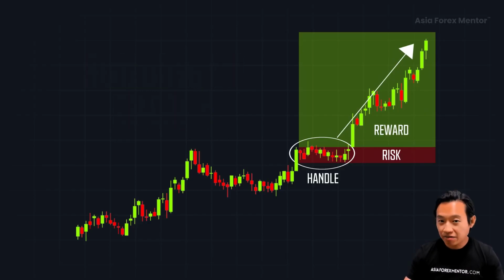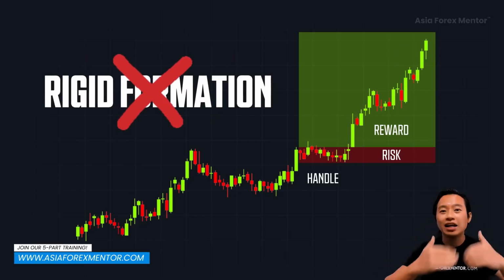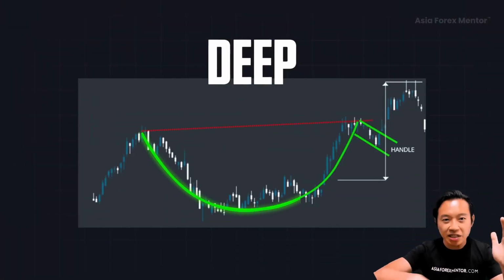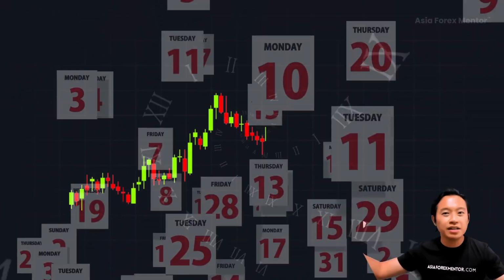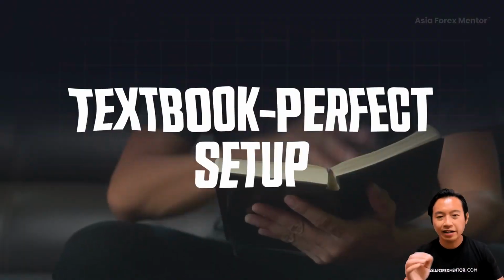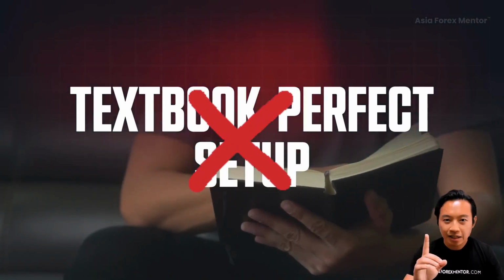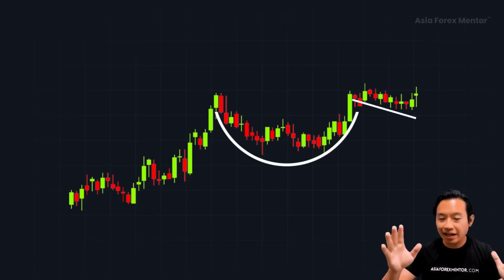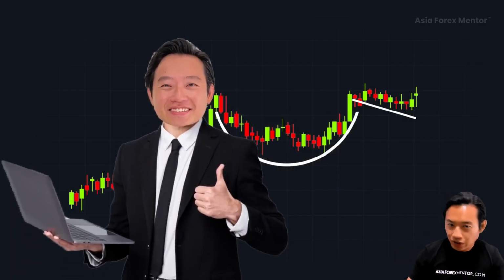So the cup and handle pattern, here's the thing, it's not a rigid formation. It's a concept. Some cups are deep, some are shallow, right? Some take weeks to form, some take months to form. So the point is that there isn't a textbook perfect setup, but to recognize this overall structure and confirm that the buyers are in control before you make your move. Now let's go deeper.